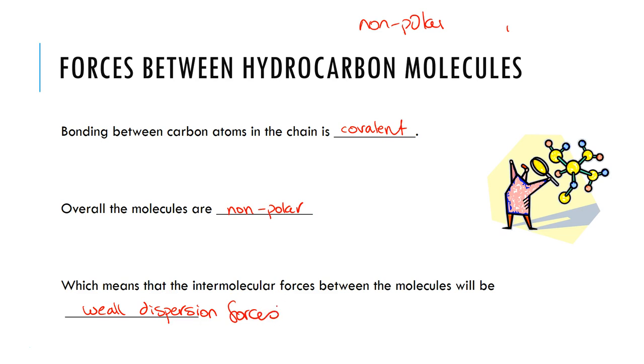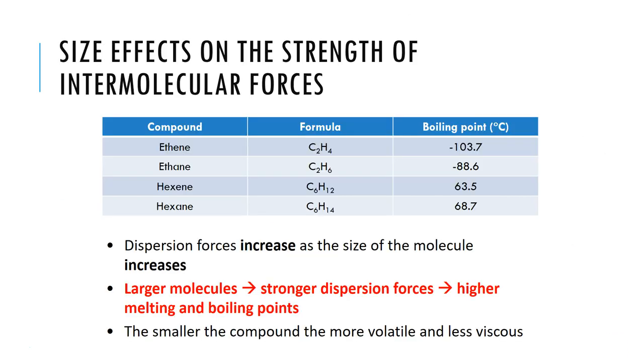Okay, let's move on. So essentially, hopefully you remember from covalent bonding, with weak dispersion forces, the strength of the forces increases as the size of the molecule increases. So larger molecules have stronger dispersion forces, higher melting points and boiling points. Okay, and the smaller the compound, the more volatile. And volatile is when we're talking about turning into a gas. Okay, so if it's highly volatile, it turns into a gas quite readily, and less viscous.